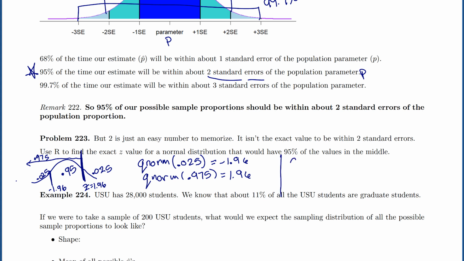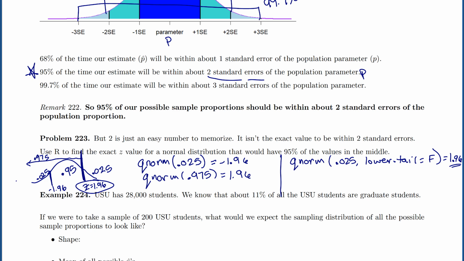I could have also said, well, if I want this value, I know that there's 0.025 in the right tail. So I could have also said, what's qnorm of 0.025 and done my lower.tail equals F, or I could have written out FALSE. And when I type that in, it's going to give me 1.96. So no matter how I think about it, I can figure out that this z-value is 1.96.